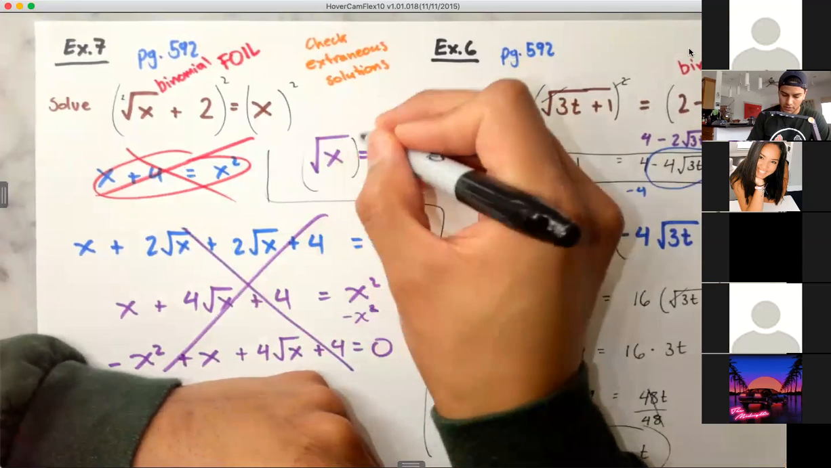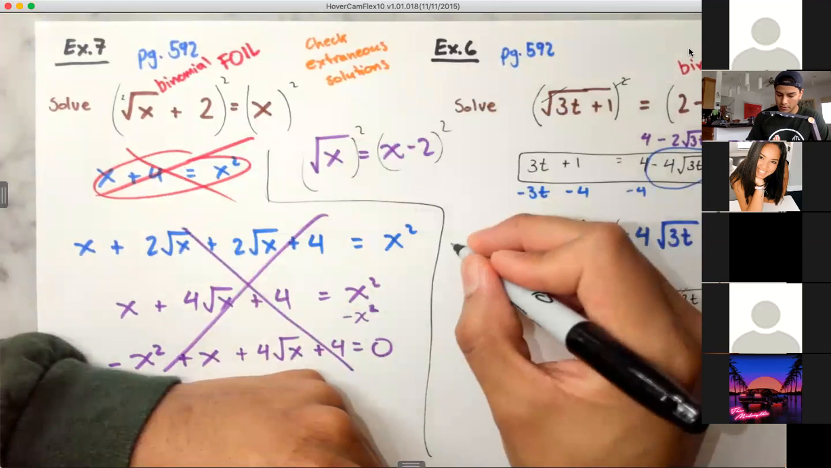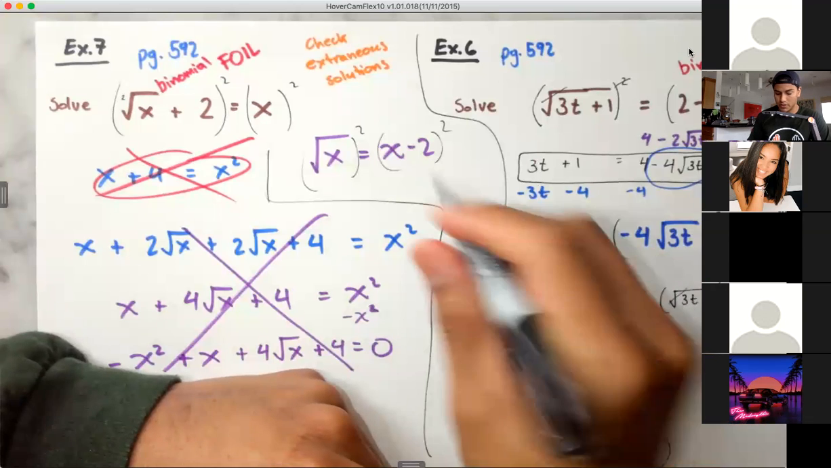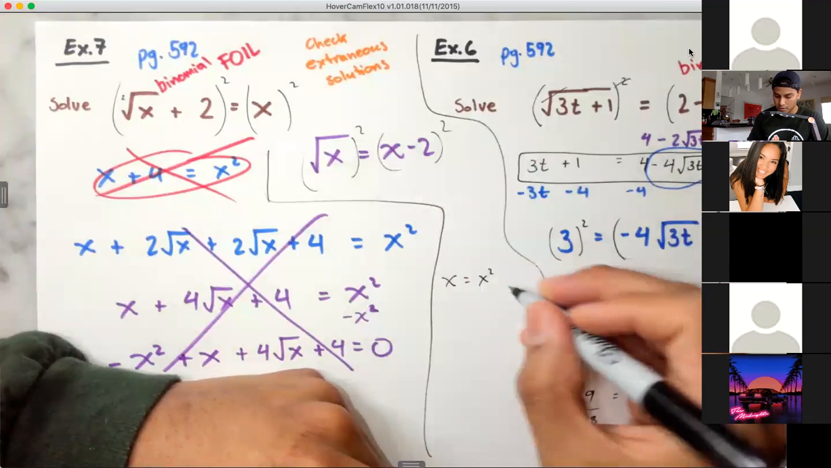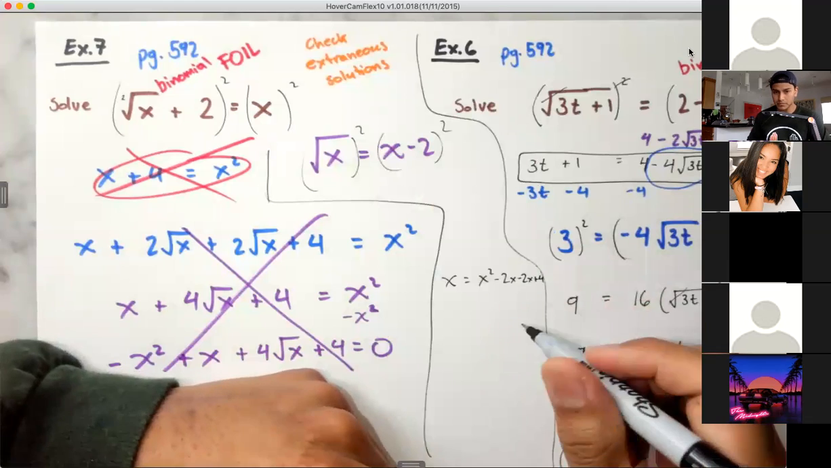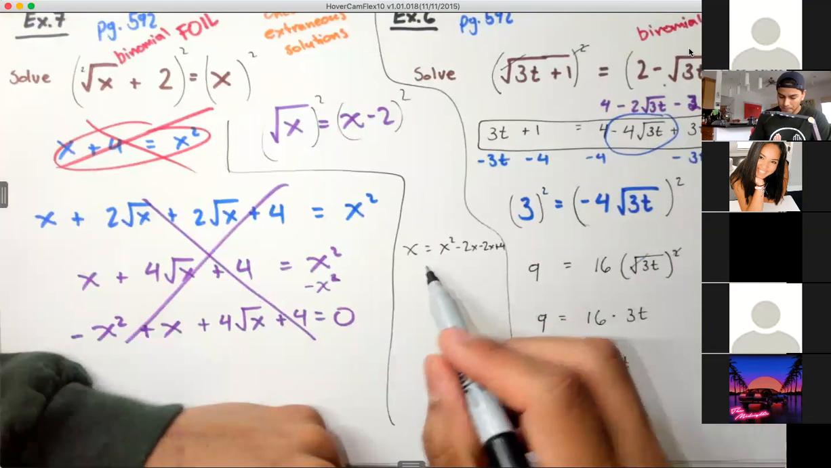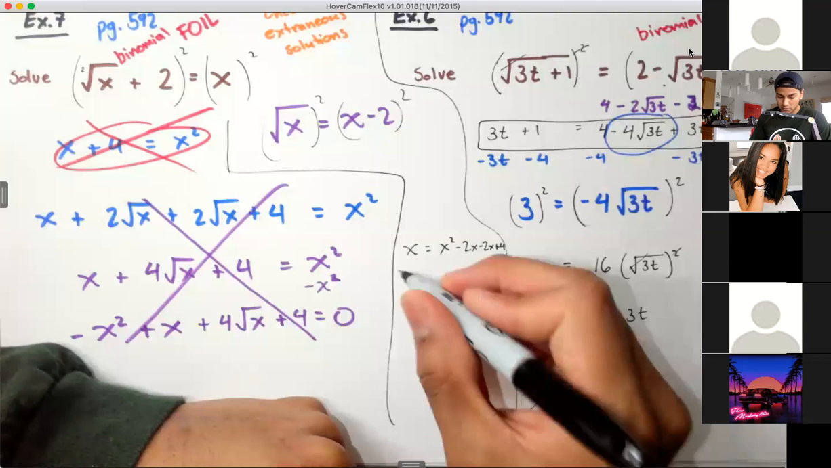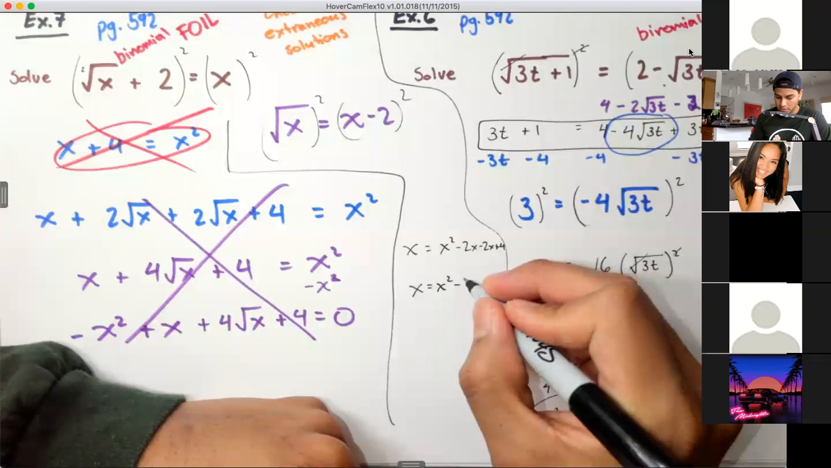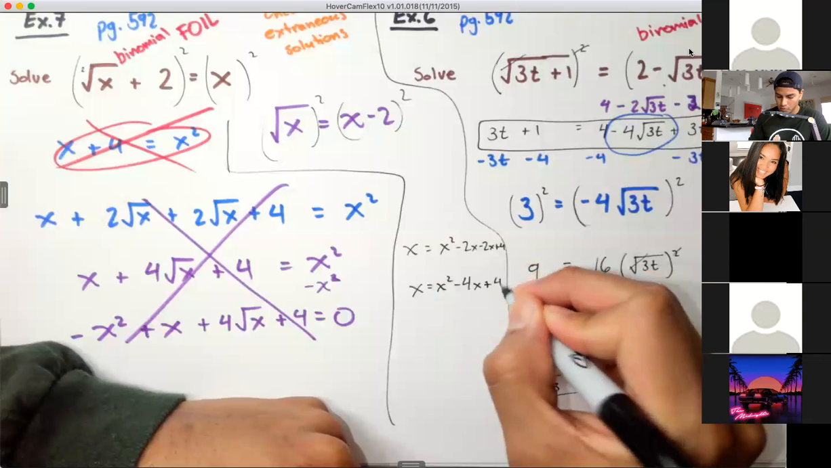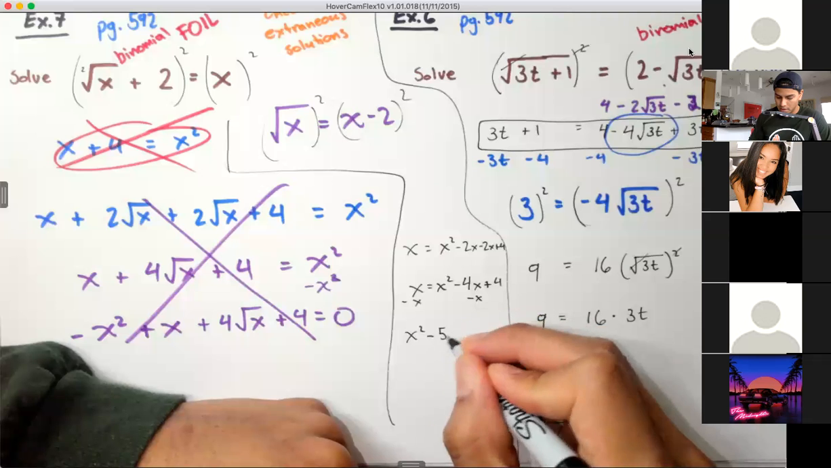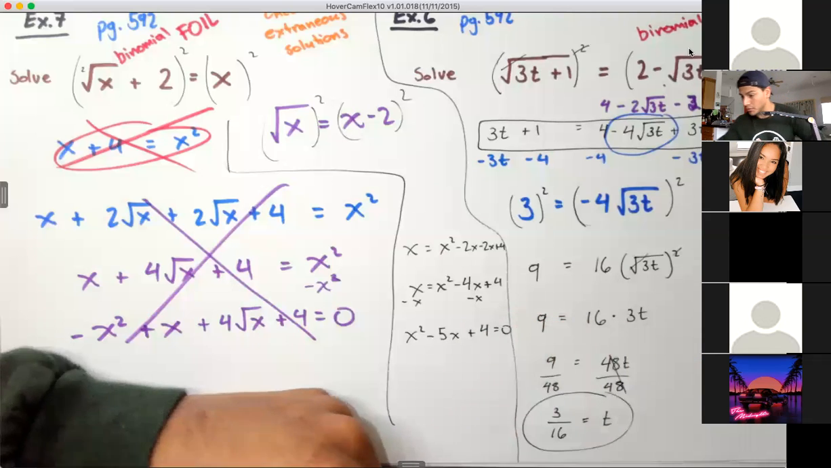Same exact thing. You wanna square. Here you'll end up with just x equals, and then this is going to get FOILed, so you'll have x squared minus 2x plus 4. Sorry for the mess. Then you subtract x and combine like terms, and that'll give you x equals x squared minus 4x plus 4. We're going to subtract x from both sides, so you have x squared minus 5x plus 4 equals 0.